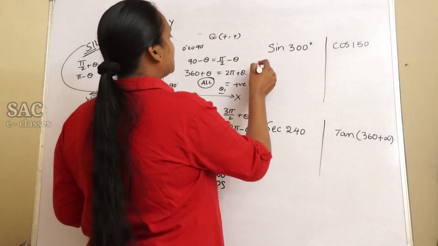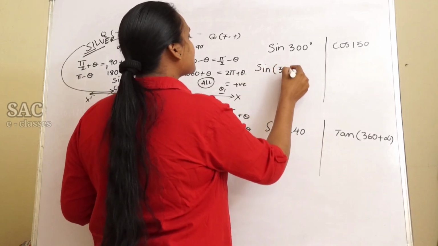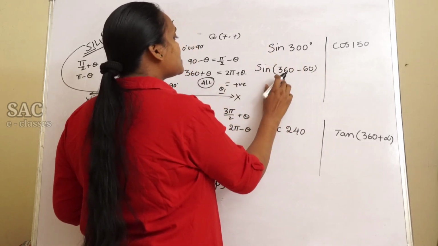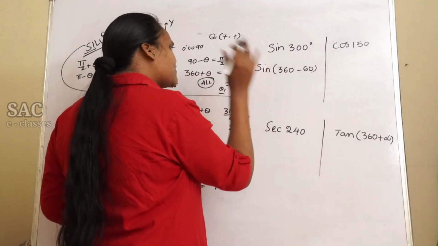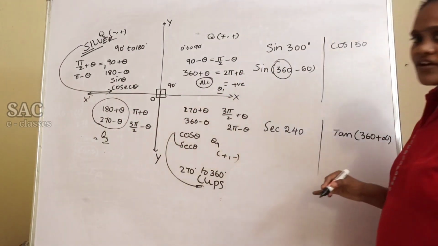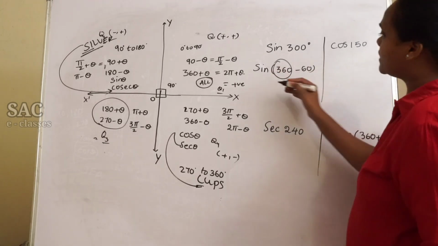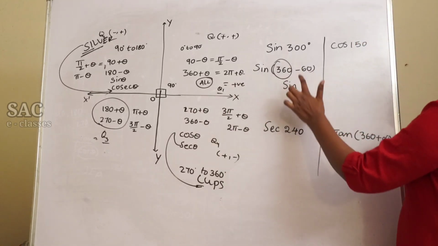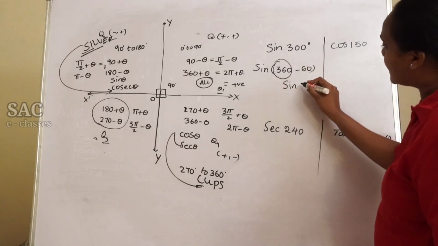So how can you express 300? You can express sin 300 as sin(360 minus 60). What we subtract from 360 to get 300 is 60. Now, first of all, identify whether the structural angle is an even angle or an odd angle. It is even. Even means there is no change in the ratio, sin remains sin.